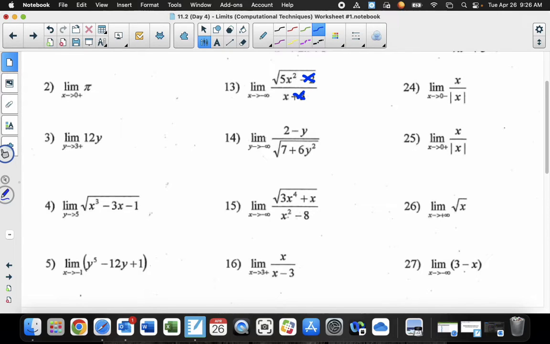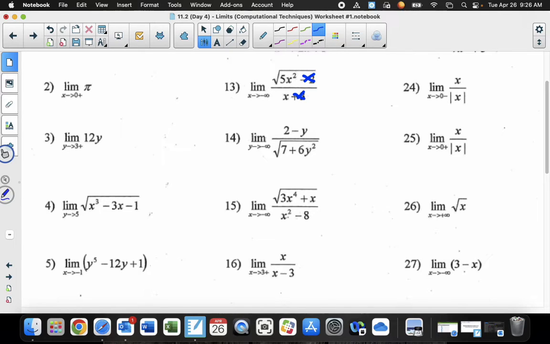What sign, positive or negative, would you get for the numerator? Positive. When you take the square root of stuff, you'll always get a positive answer. Because you have to have the square root of a positive number, which means you get a positive answer. So you will always have a positive answer in the numerator anytime you have a square root.